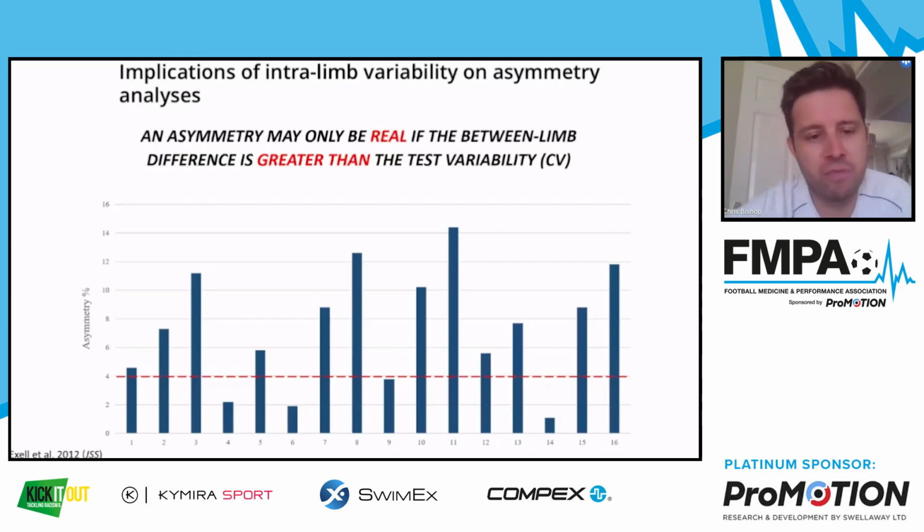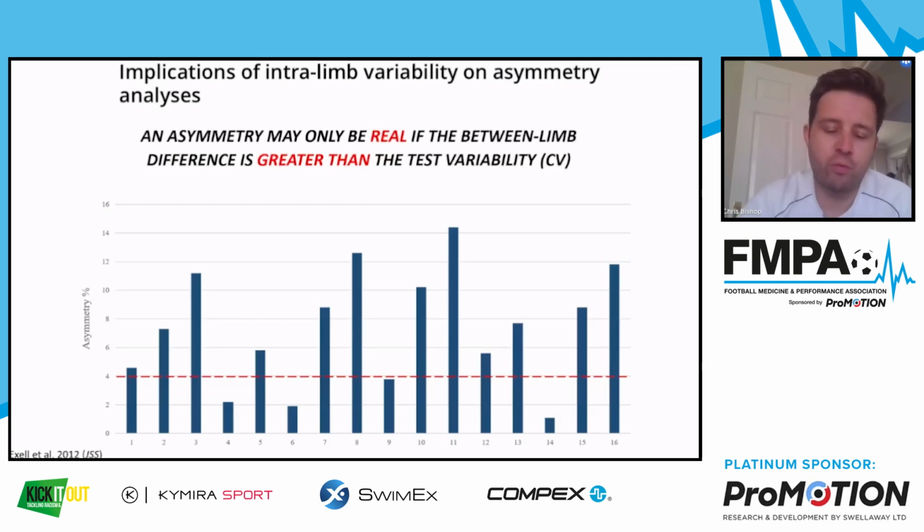Now, it doesn't necessarily mean that every athlete who has a blue bar above that dotted red line, we have to run a training intervention right away, but it does give you an understanding of being able to differentiate between signal and noise, with signal being asymmetry in this instance and noise being the coefficient variation.